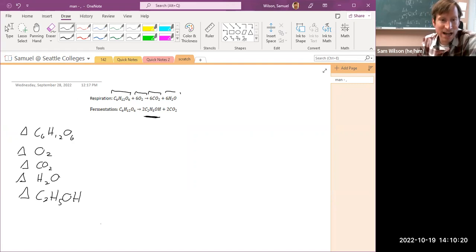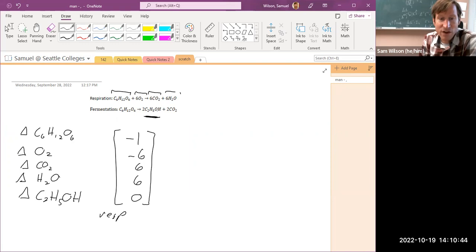So this first reaction, the respiration reaction, if we did this reaction, it would decrease the number of glucose molecules by 1, decrease the number of oxygen molecules by 6, increase the number of carbon dioxide by 6, increase water by 6, and leave the number of alcohol molecules unchanged. Okay, so this vector represents doing this reaction once.